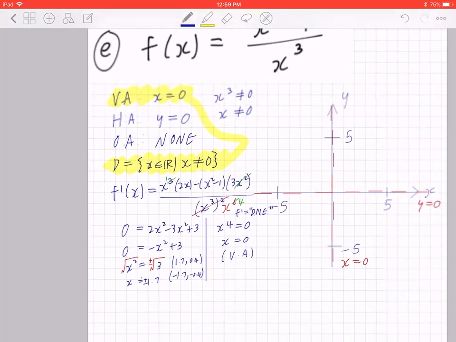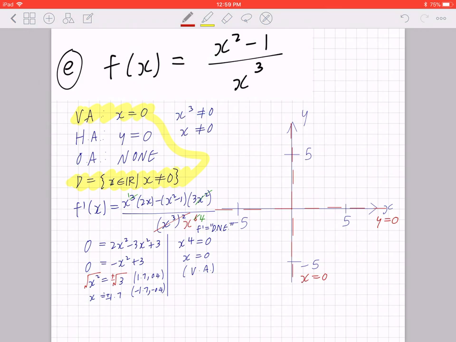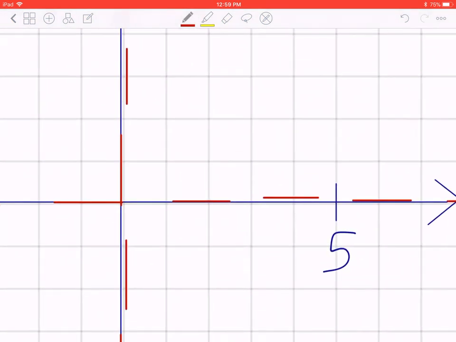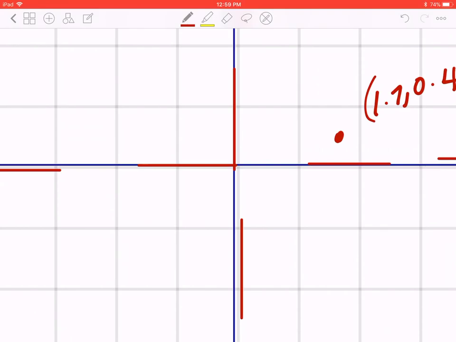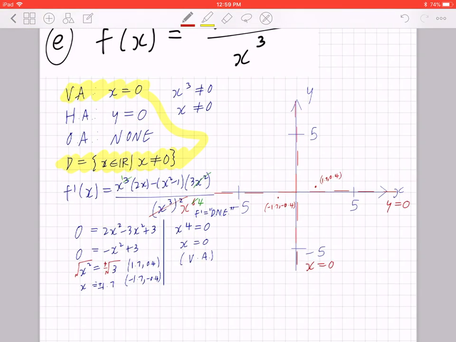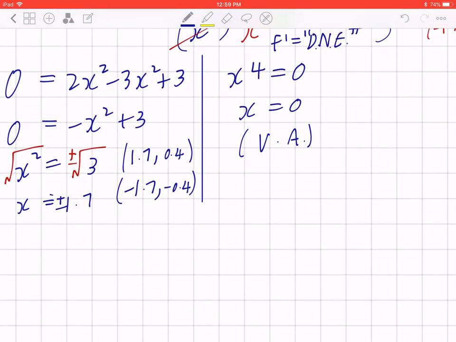This makes sense because if you really look at this function, this is an odd function, which means it'll be symmetric about the origin. Again, form the habit of graphing as you go. So you go right by 1.7, you go up by 0.4. So (1.7, 0.4). Likewise, negative 1.7, negative 0.4, it looks something like that. Now, once you find the critical points, you can move on to intervals of increase and decrease.